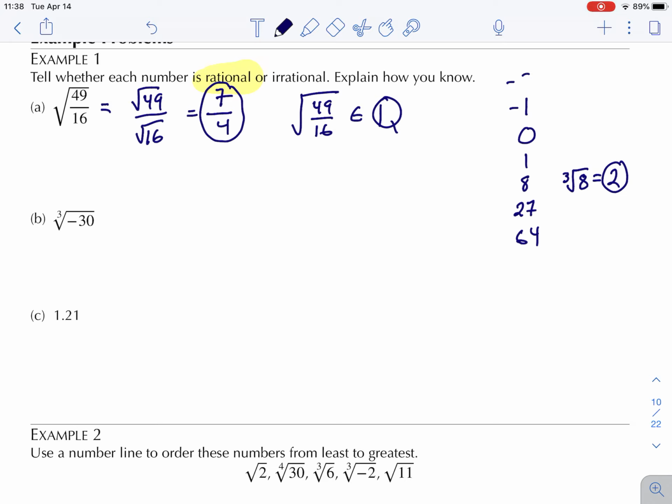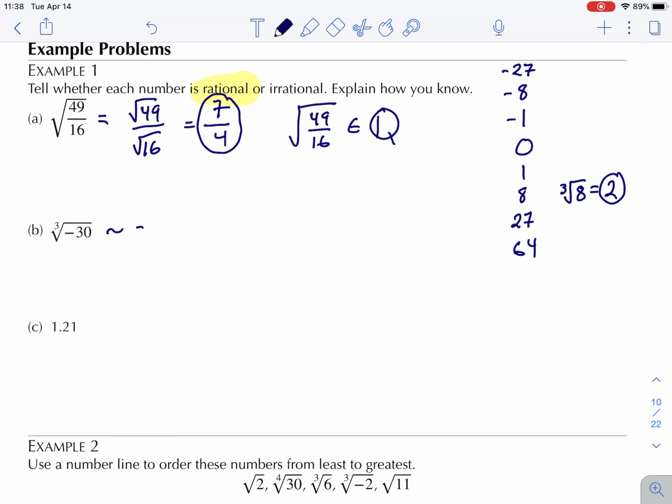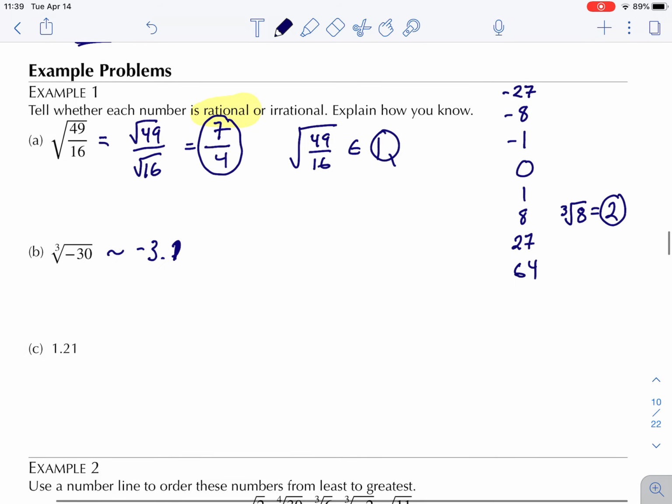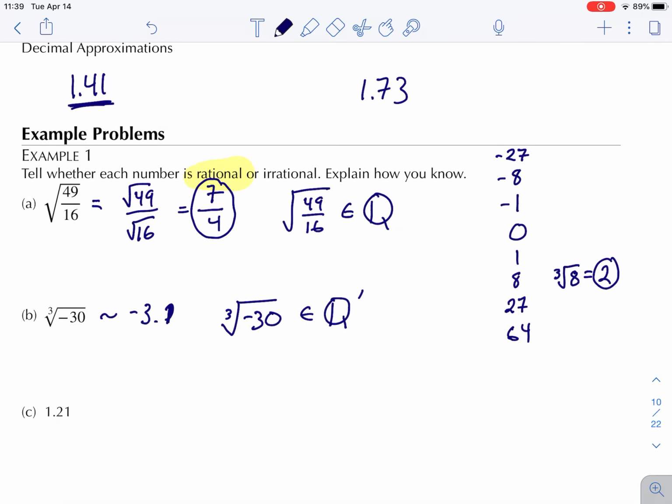But our perfect cubes extend to the negatives as well. So for the cube root of negative 30, this is going to be approximately negative 3.1 or 2, right? Because that's our decimal approximation, and that is going to be an irrational number because it is not a perfect cube. So the cube root of negative 30 is an element of our irrational numbers, as negative 30 is not in our list of perfect cubes.